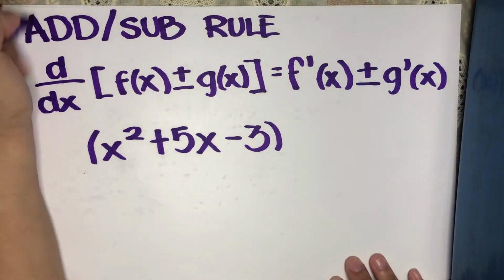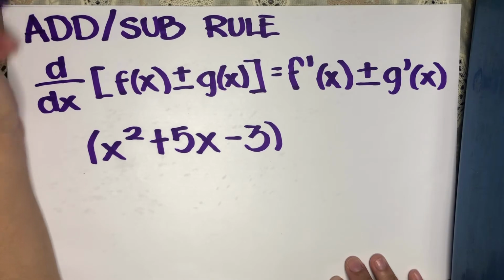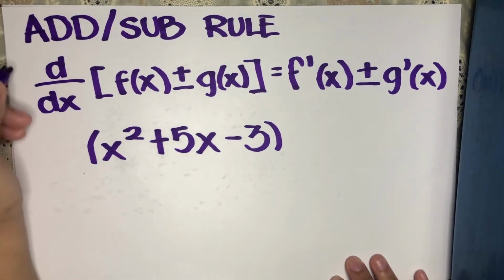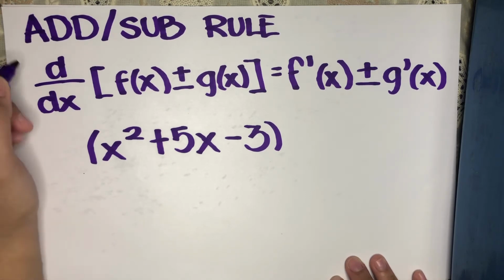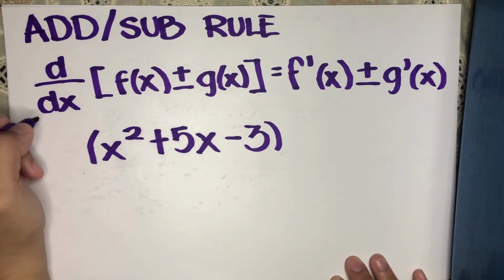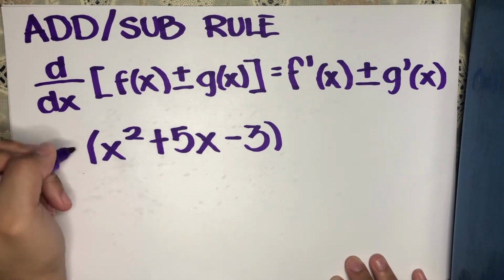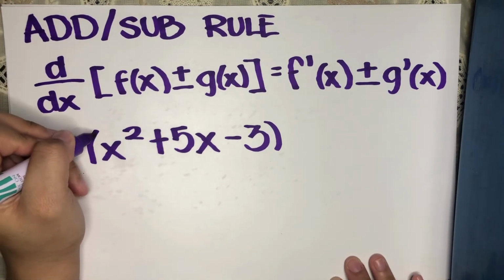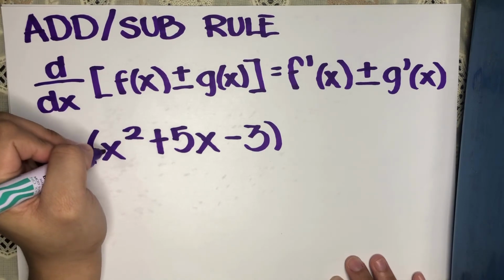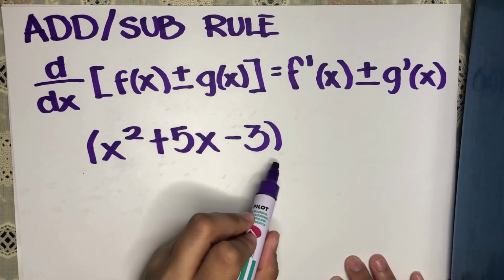The last rule is the addition and subtraction rule. This is the formula of the addition and subtraction rule. The derivative of multiple functions or terms being added or subtracted together is equal to the sum or difference of the derivatives of the terms. So I have here one example for the addition and subtraction rule. My example is x squared plus 5x minus 3.